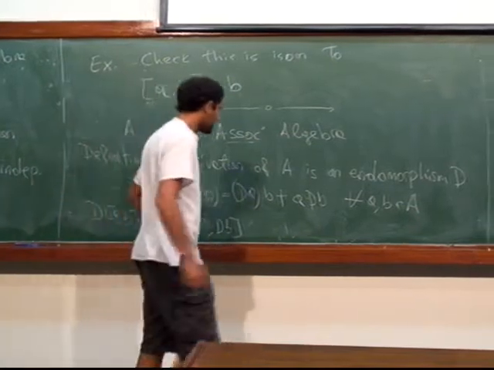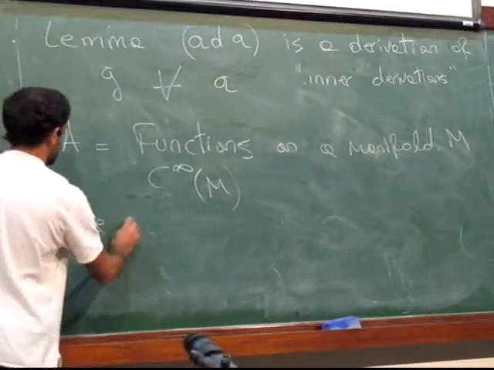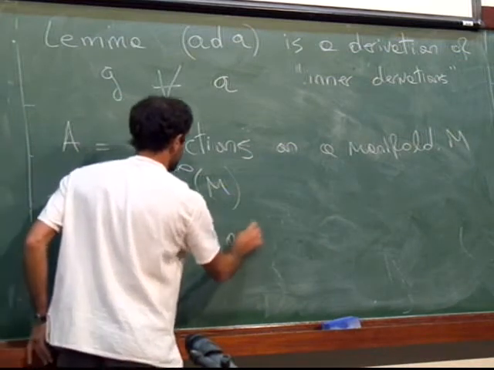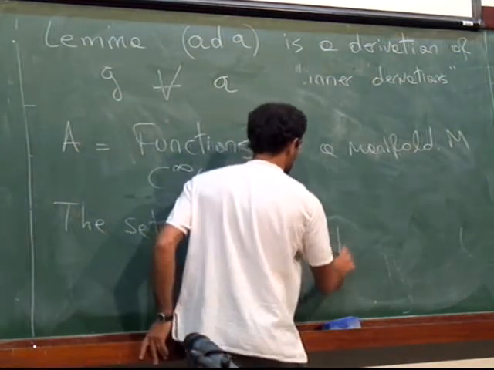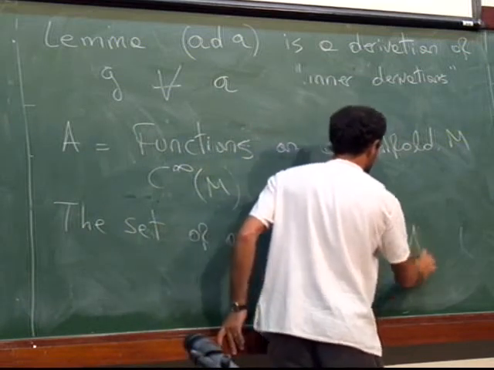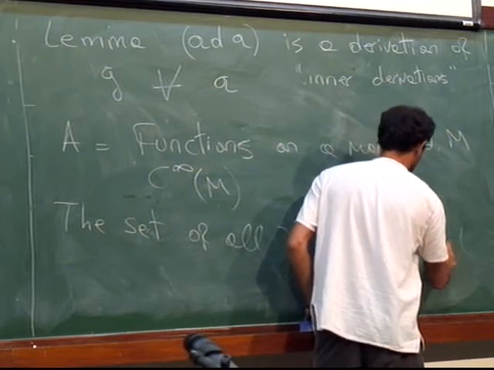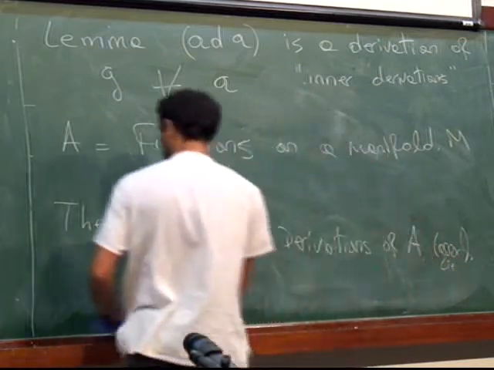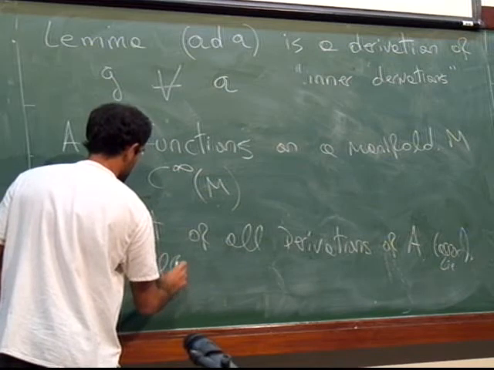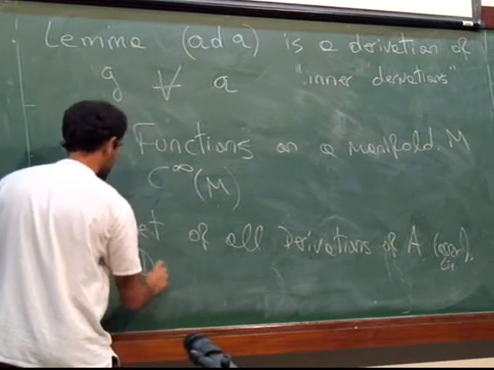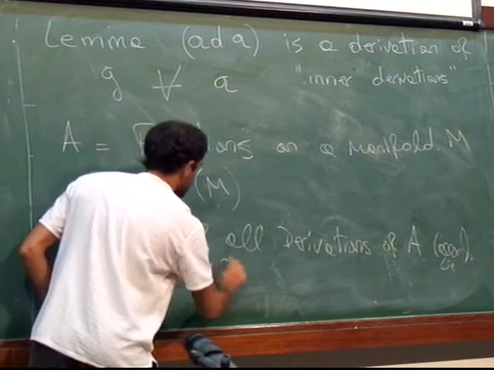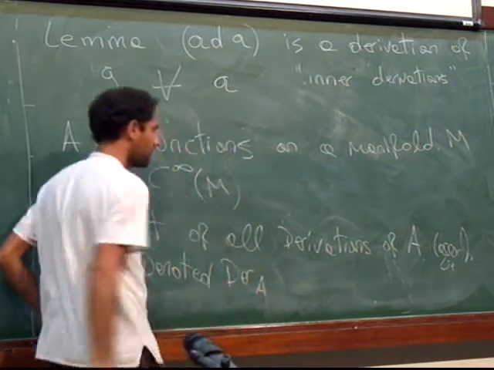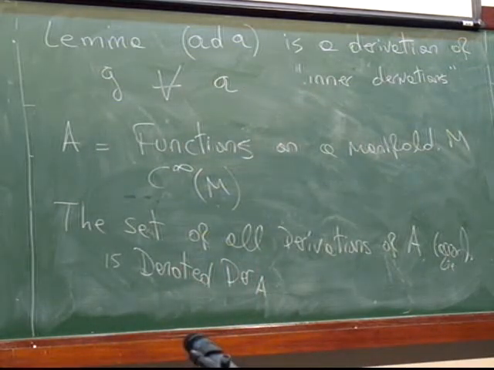All right, so the set of all derivations of A, now it's an associative algebra, or if you want a Lie algebra as well, is denoted Der A. Theorem: Der A is a Lie algebra.